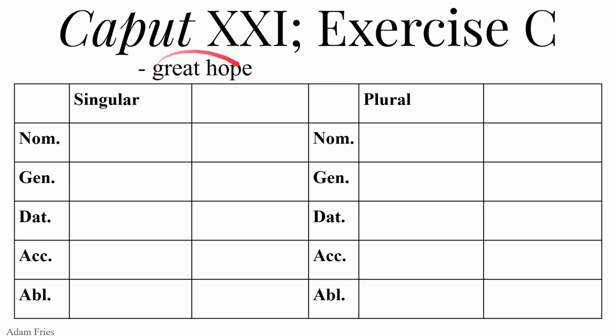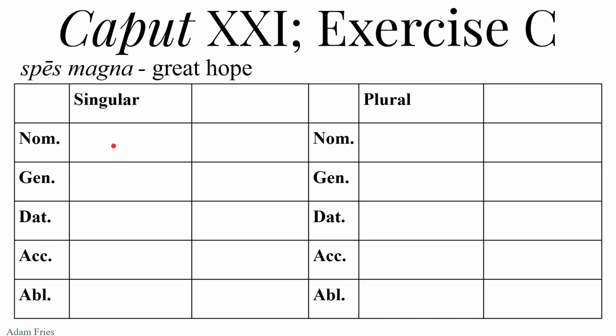So we start with great hope, with hope being the noun and great being the adjective. Hope is spes, feminine, and then great is magnus, a, um. So the nominative for hope is spes. And then great is magnus, a, um, and because spes is feminine, we want magna. So spes magna is going to be the nominative, where spes goes here, magna goes here.